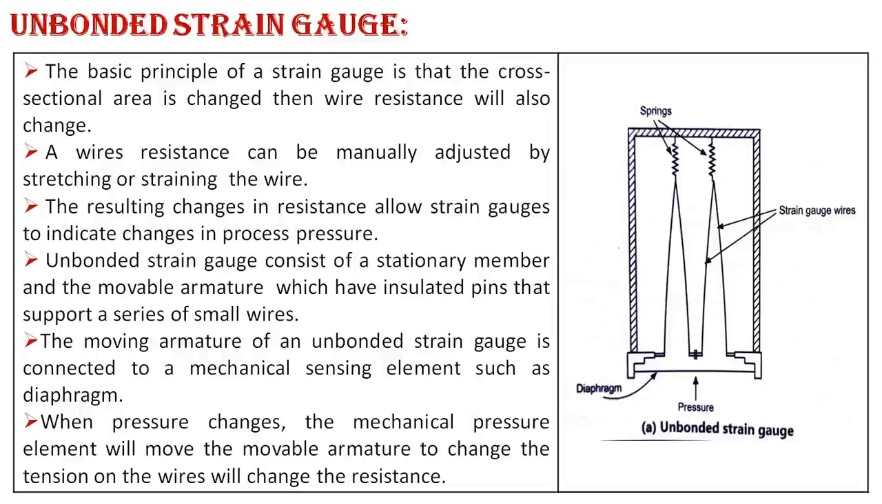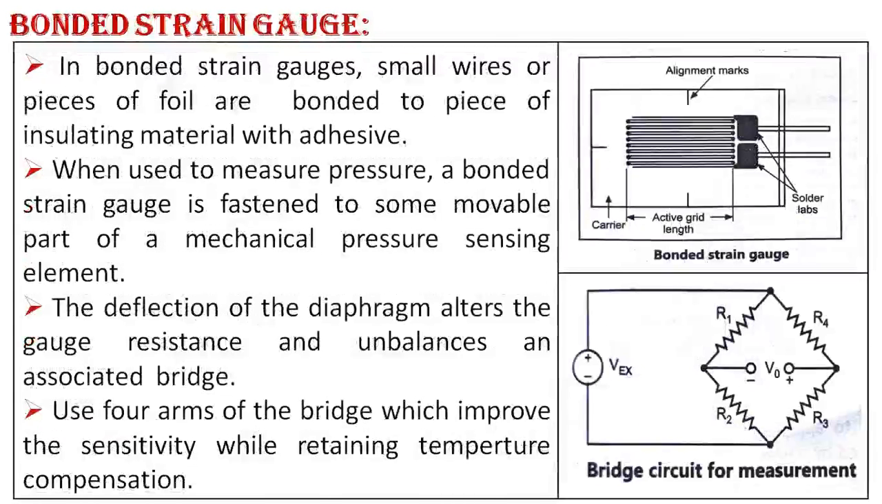An unbonded strain gauge consists of a stationary member and a movable armature, which have insulated pins that support a series of small wires. The moving armature of an unbonded strain gauge is connected to a mechanical sensing element such as a diaphragm. When pressure changes, the mechanical pressure element will move the movable armature to change the tension on the wires, which will change the resistance.